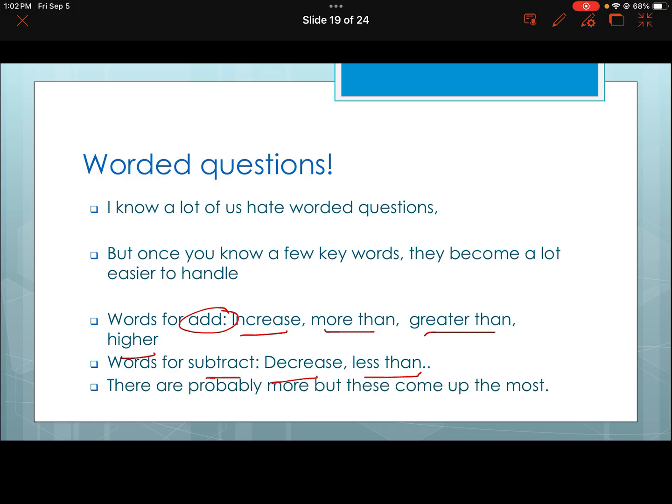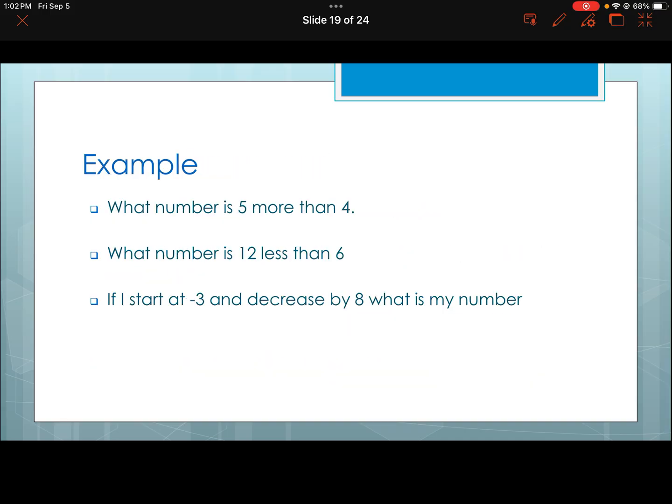Obviously, they're not the only words. There are more, but these are the words that come up the most. So read the question, make sure you understand the keywords that are coming up, and then just try and use them. So, for example, what number is 5 more than 4? It's 5 added on to 4. So it's 4 plus 5, which is 9.